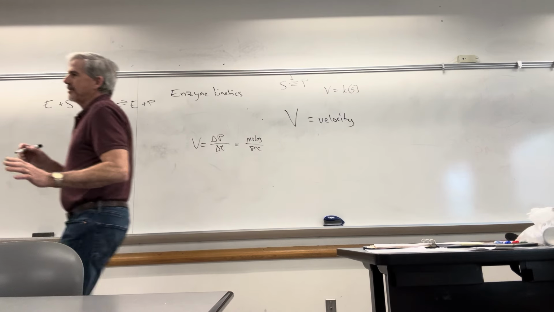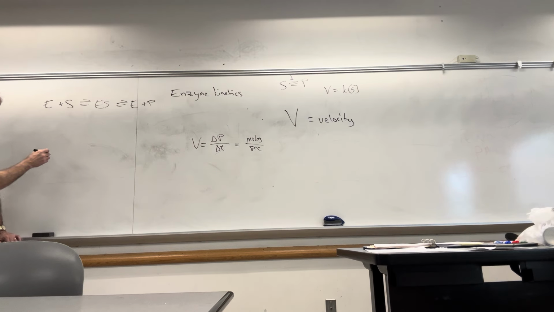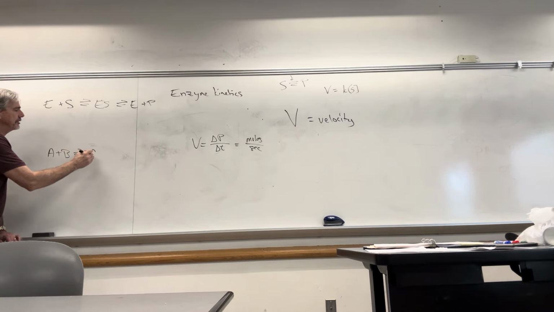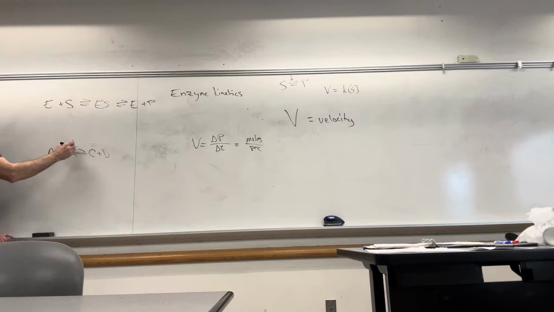Now, see if you guys can remember this real quick. If I have a reaction A plus B goes to C plus D, and I have a forward rate constant and a reverse rate constant, what would be my equation for the forward velocity? Kf times the concentration of A and times the concentration of B. So the forward velocity would depend on both.